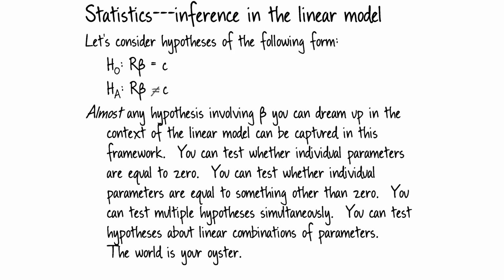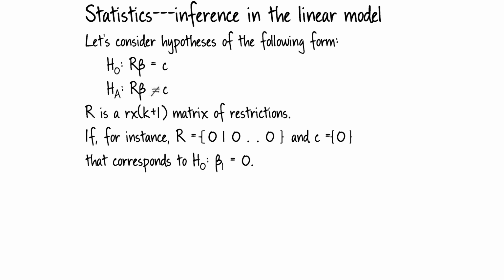Let me just say this. I'll get to some examples in a minute. Okay? So almost any hypothesis involving beta you can dream up in the context of the linear model can be captured in this framework. Not quite any, but most of them. You can test whether individual parameters are equal to 0. You can test whether individual parameters are equal to something other than 0. You can test multiple hypotheses simultaneously. You can test hypotheses about linear combinations of parameters. The world is your oyster. Okay? So let me show you a few examples of these and exactly what the R matrix looks like and what the C vector looks like in these examples.